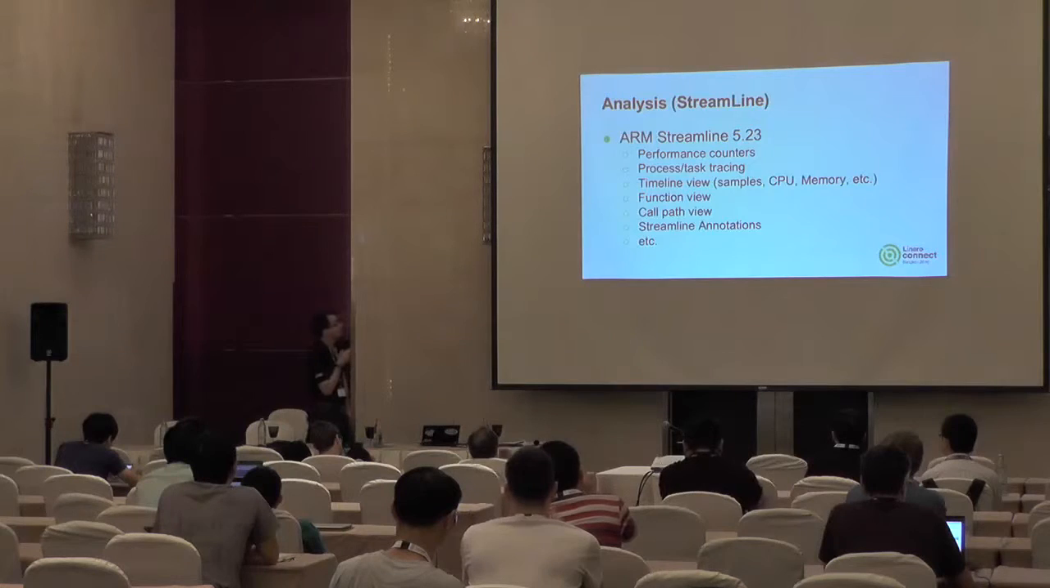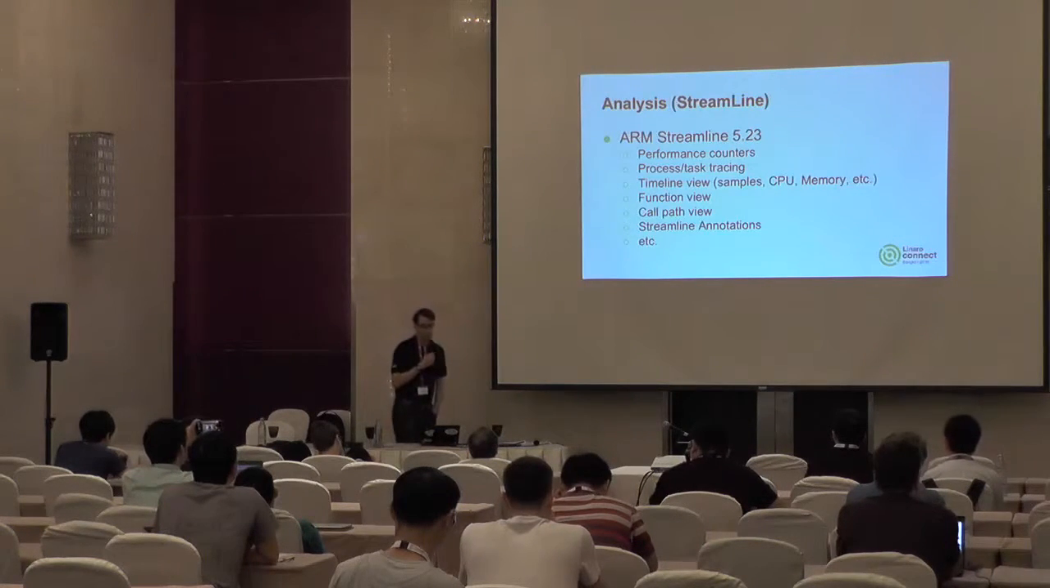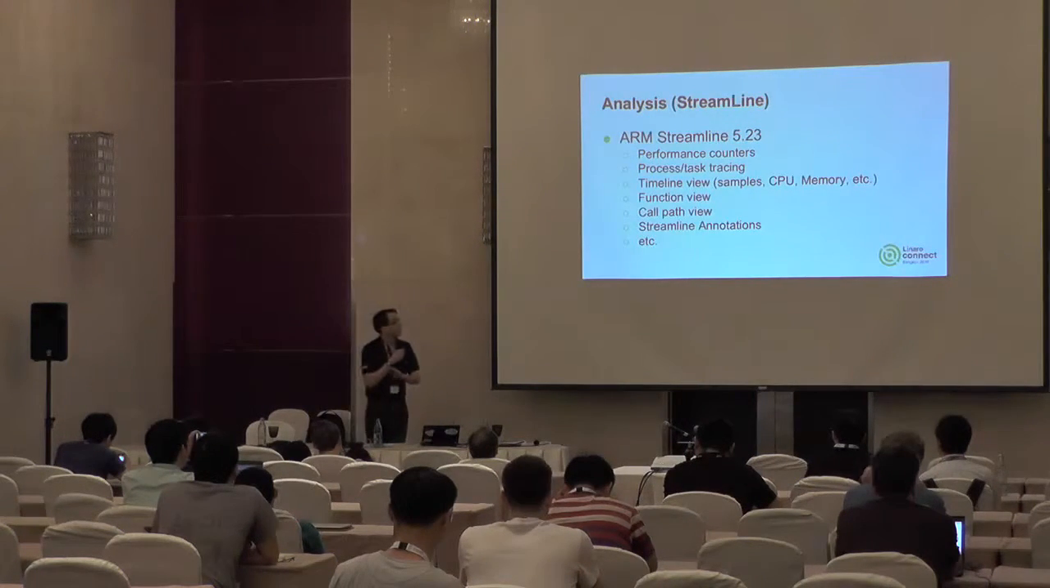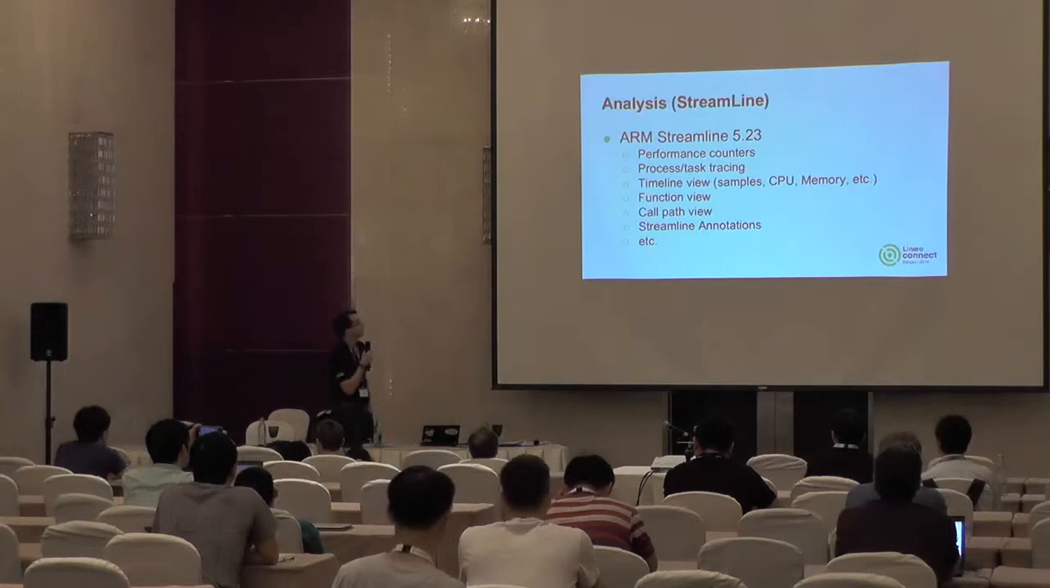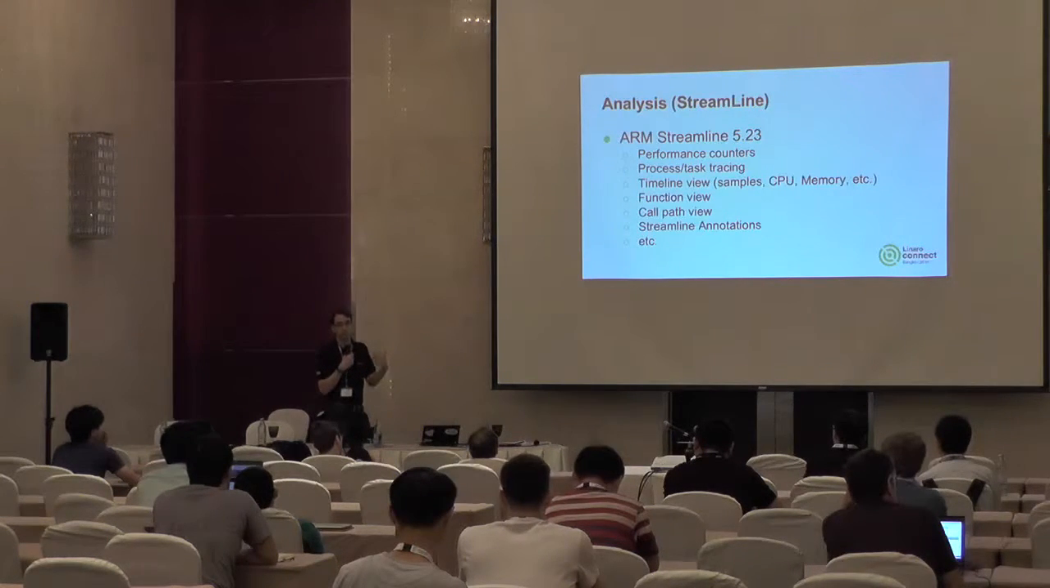You can analyze multiple performance counters at once, perform process and task tracing, and the timeline view is particularly useful. I'll show you some screenshots. Actually working out when within a processor's lifetime certain counters peaked or certain performance problems appeared is very useful. Perf just kind of gives you a final summary of the whole of a processor's lifetime.